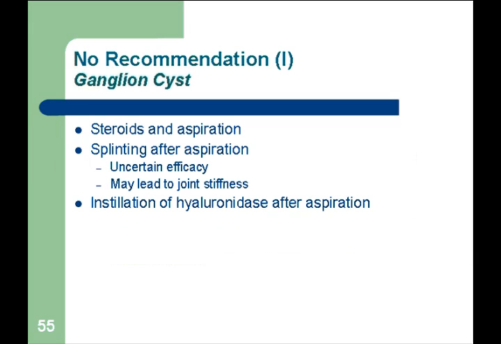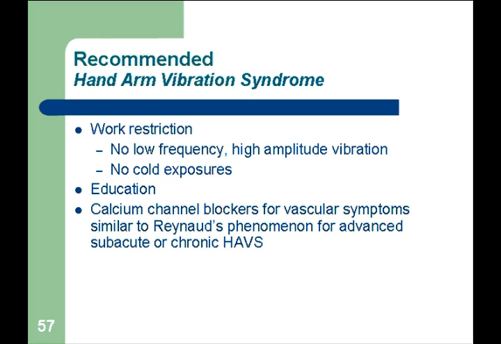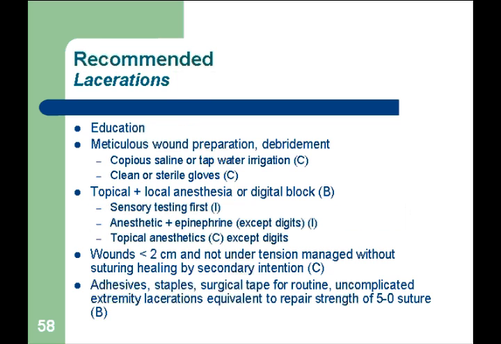Steroids orally, I don't recommend, but injection-wise is certainly reasonable. Splinting afterwards, not sure if it helps. And what you inject in there probably doesn't matter as much as actually just puncturing the sac. Multiple cyst aspirations are not recommended, so you don't do this multiple times. And again, specific sclerosing agents are not recommended. Hand-arm vibration syndrome: work restrictions, low frequency, high amplitude vibrations, limit cold exposure, education is key. Some talk about calcium channel blockers and other components, but the benefit of that has been limited.